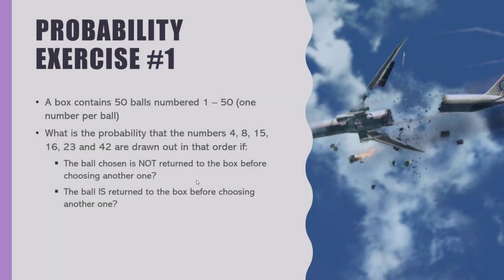What is the probability that the numbers 4, 8, 15, 16, 23, and 42 are drawn out in this order if the ball that you choose is not returned back into the box, and if it is returned back into the box before you choose another one? So I draw out a 4, I throw it back in, and I draw another one. That's the second scenario. First scenario is I draw out the 4 and it's done.